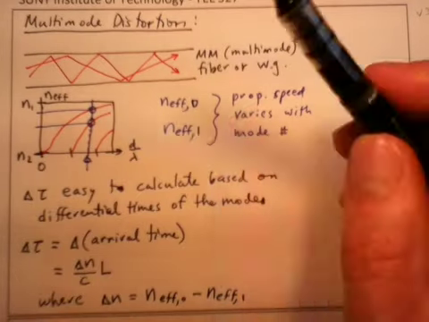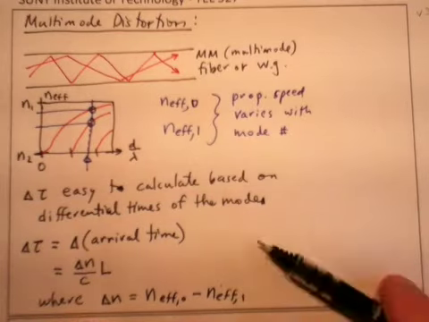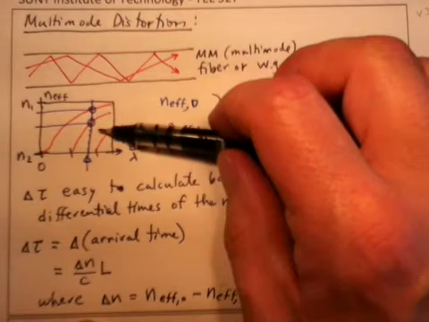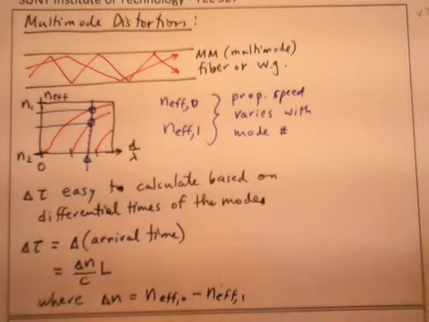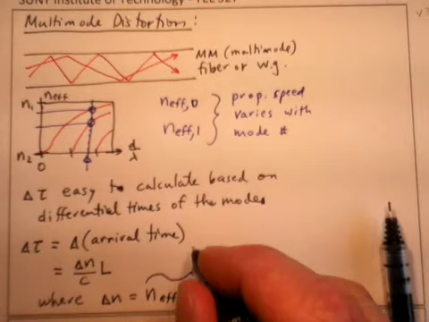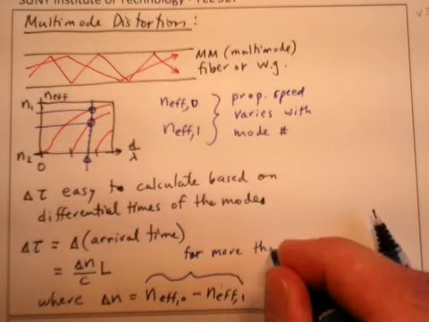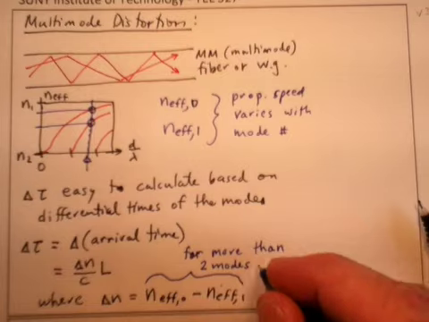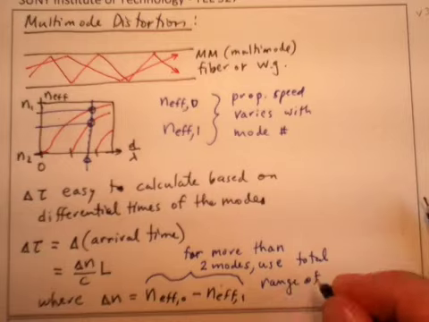More typical in multimode fibers, you're going to have many modes, maybe dozens of modes propagating, in which case you would take the difference between the highest effective index and the lowest effective index for the fiber. So this should really be, what I'll do is I'll just notate here, for more than two modes, use the total range of n effectives present in the fiber.